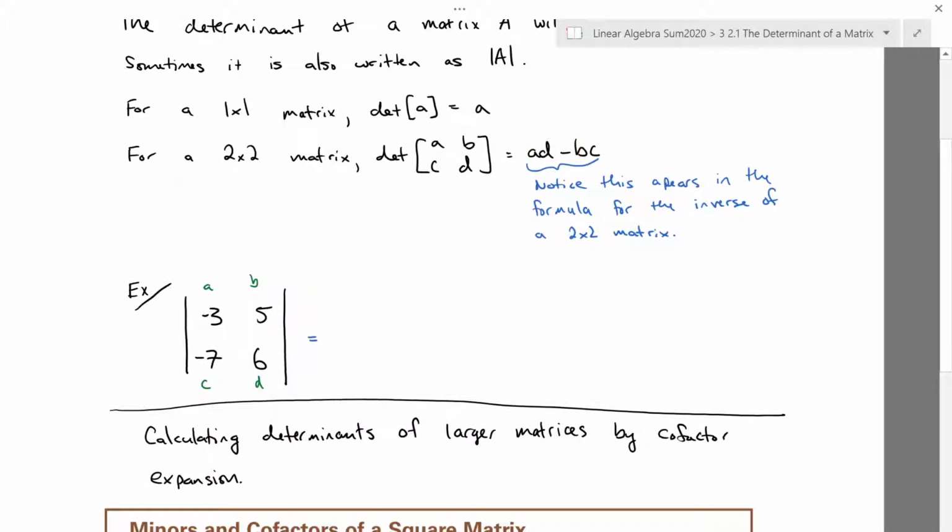So writing it out for this matrix will be negative 3 times 6 minus 5 times negative 7. And then now we just calculate this. So this is negative 18, and then minus a negative becomes a plus, and then 5 times 7 is 35. So now we calculate negative 18 plus 35 gives us 17. So we've calculated the determinant of this 2 by 2 matrix as 17.